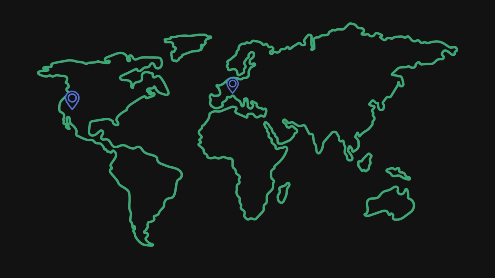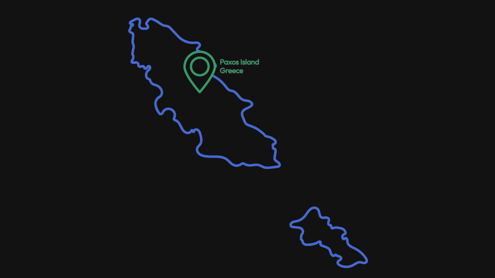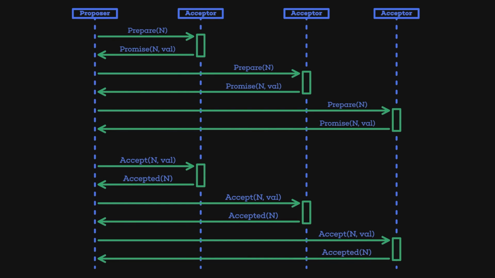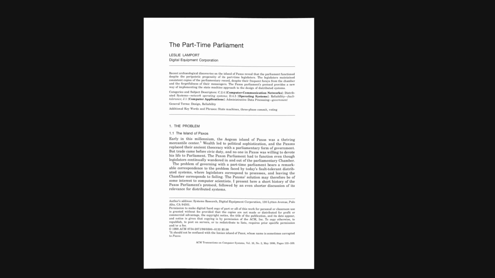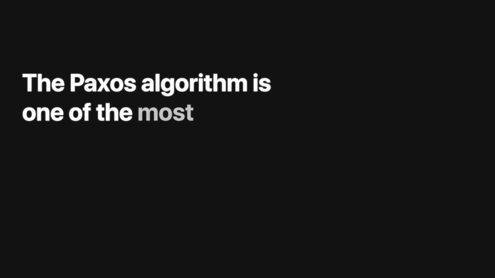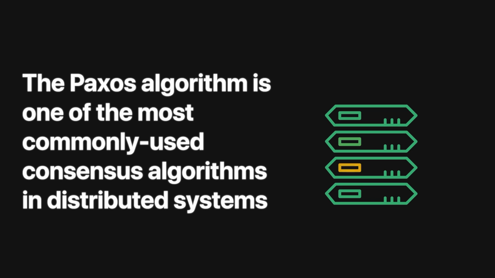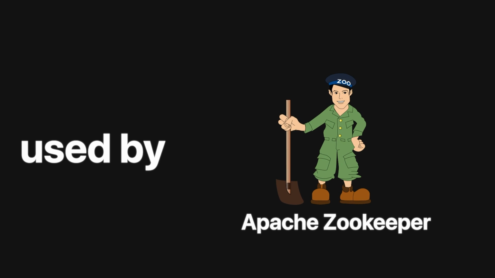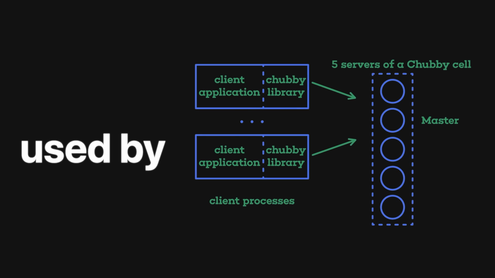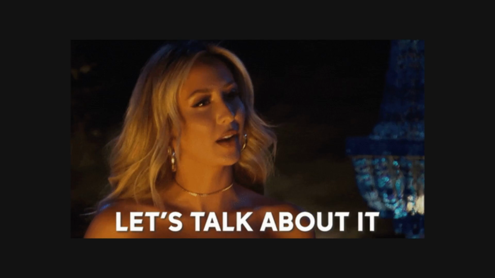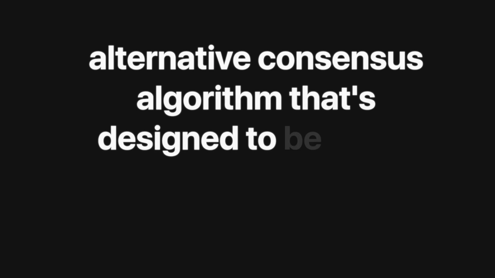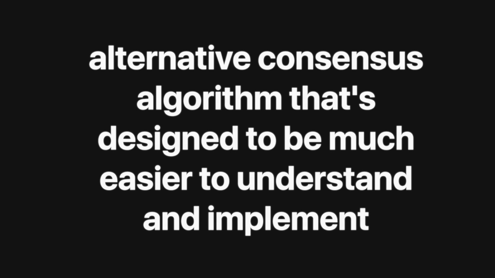There's also the Paxos algorithm, a legendary computer science algorithm that was first introduced as a theoretical solution to distributed consensus in a 1989 paper titled The Part-Time Parliament by computer scientist Leslie Lamport. The Paxos algorithm is one of the most commonly used consensus algorithms in distributed systems. It is used by Apache Zookeeper and Google's Chubby Distributed Lock Service. However, given the Paxos algorithm's reputation for being difficult to understand and implement, today I want to talk about an alternative consensus algorithm that's designed to be much easier to understand and implement.